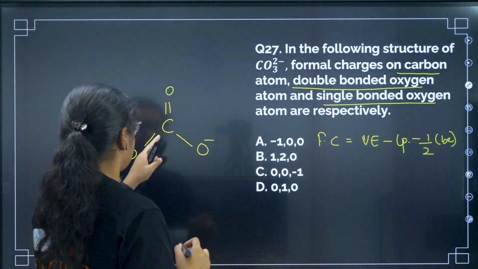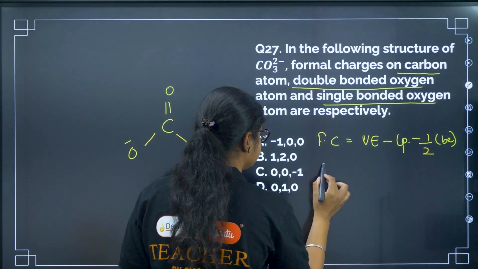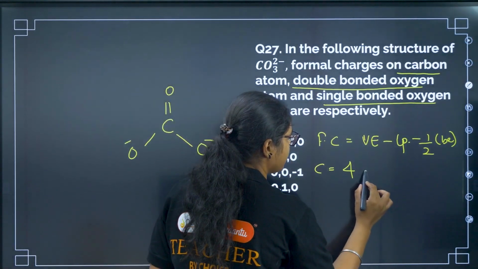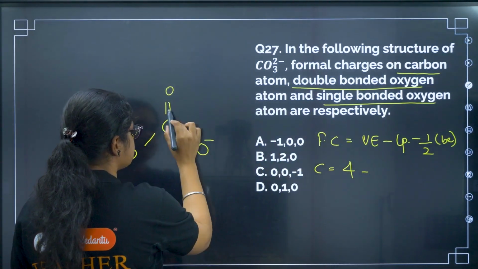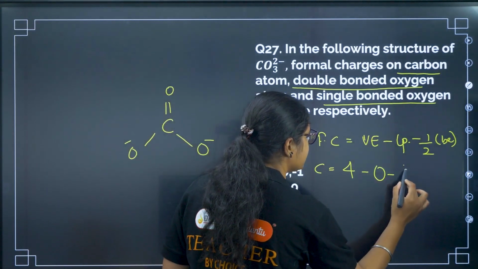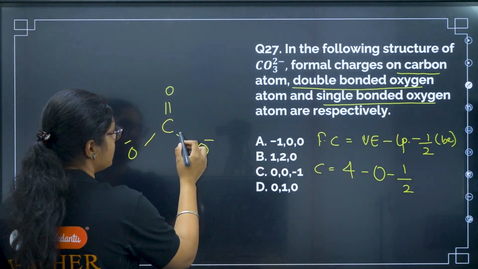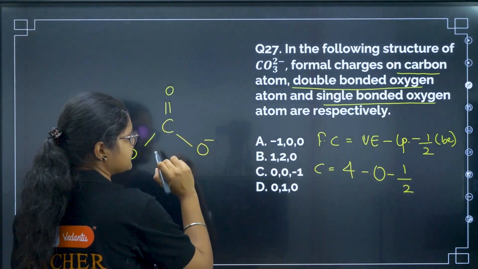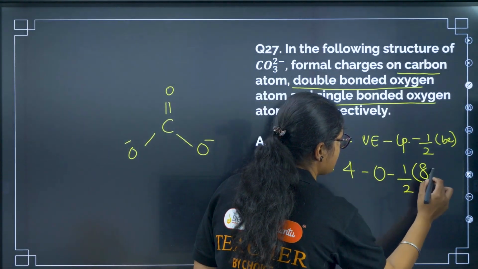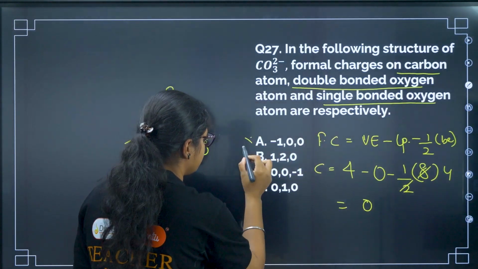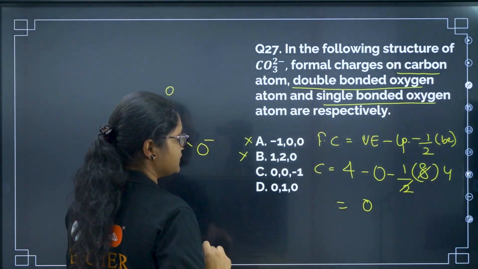Now for carbon, how many valence electrons are there? 4, right? Minus lone pair, there is no lone pair here, 0, minus half of bonding electrons. So we have 1, 2, 3, 4, 5, 6, 7, 8. Now this will give 4 minus 4, that is 0, right? So we can eliminate these options. These two we can check.